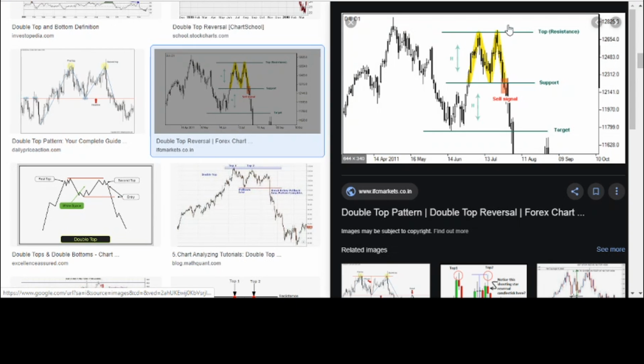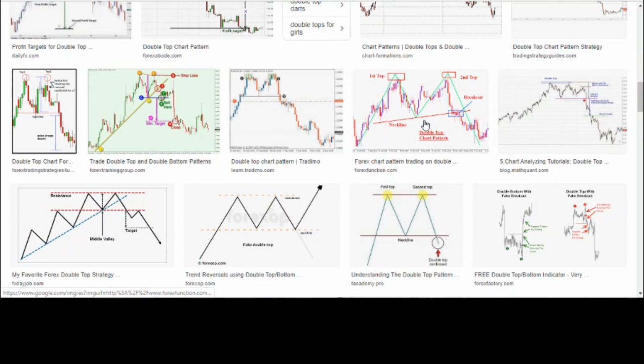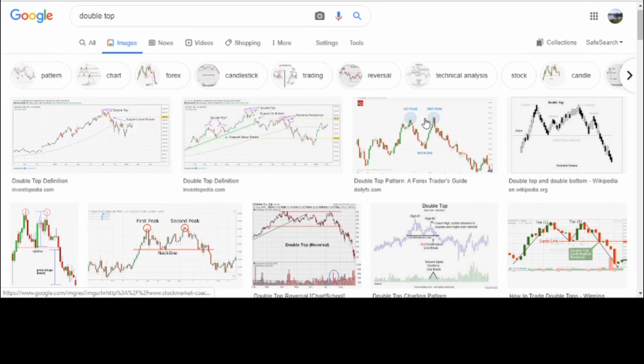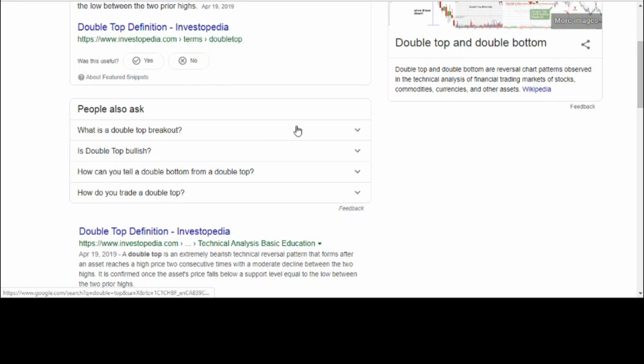For me, a clear double top is this one, with top resistance, and this person has also mentioned some support, and most probably the person was making the trade. That's why he also mentioned a target here. Okay, let's find some more information on double top, how we can get some more information on the double top.